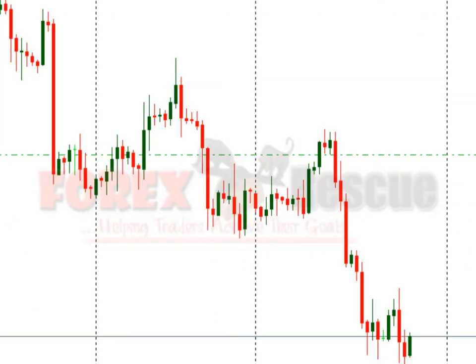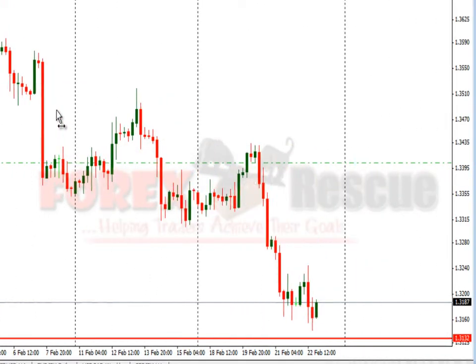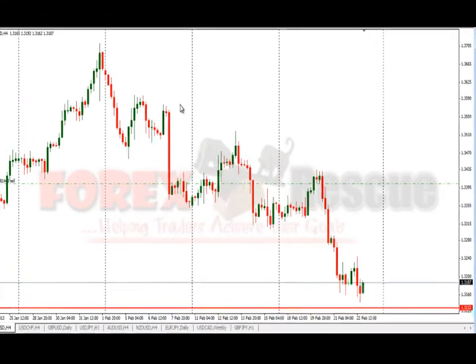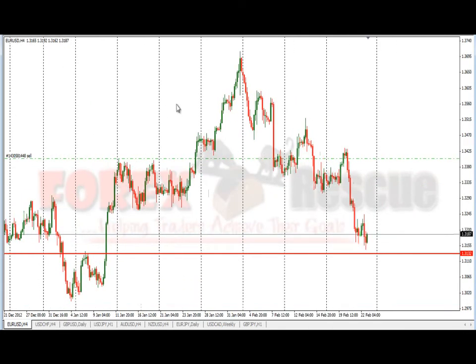You can see this area has been marked 1.3132. Now, on this 4-hour time frame and also the daily time frame, as the case may be, we can see the formation of what we call an ideal bullish Gartley pattern. Let me demonstrate this ideal bullish Gartley pattern so you understand what I'm trying to talk about.